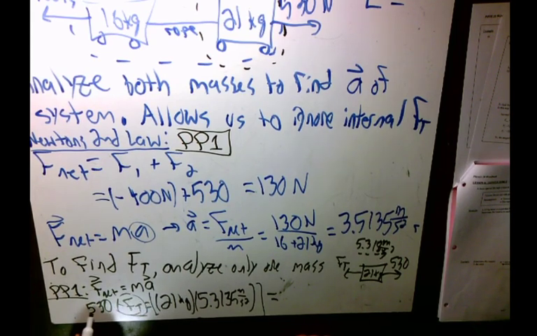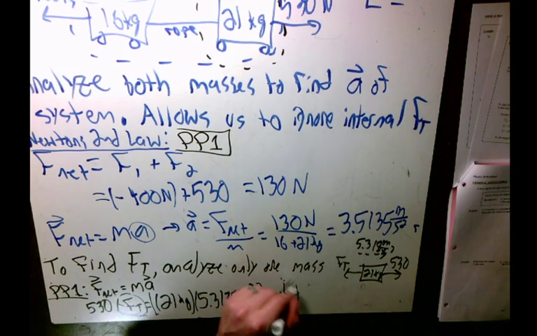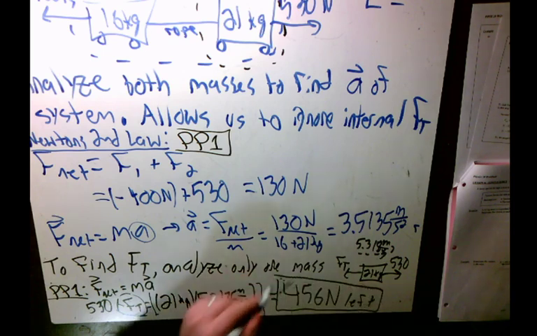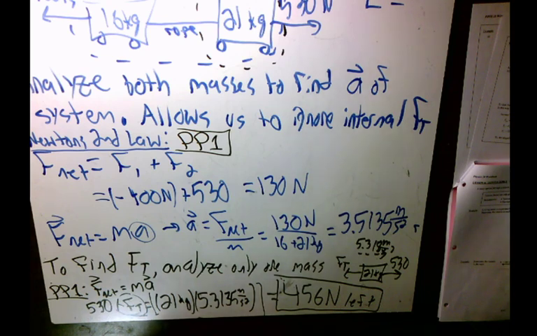You could do it by subtracting 530 from the side and changing the sign, since this is now a negative Ft. We'll get 456 newtons, and that'll be to the left. All right, that is our determining the tension of the rope example, but we're not done there.